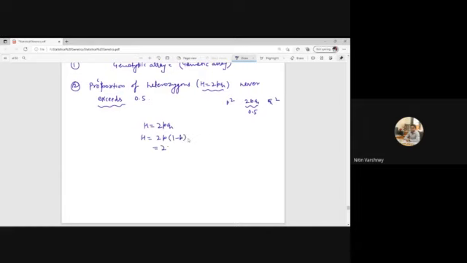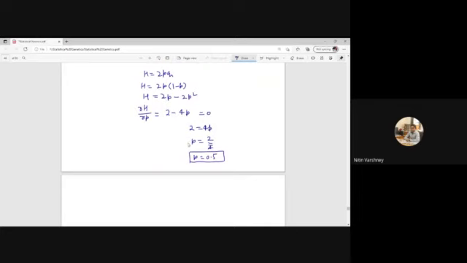So this will be 2p minus 2p square. Now if we use the derivative dh by dp for the maximization problem, this will be 2 minus 4p. If I put it equal to 0, then 2 is equal to 4p and p is equal to 2 by 4, that is 0.5. So this is the maximum frequency of this capital A.